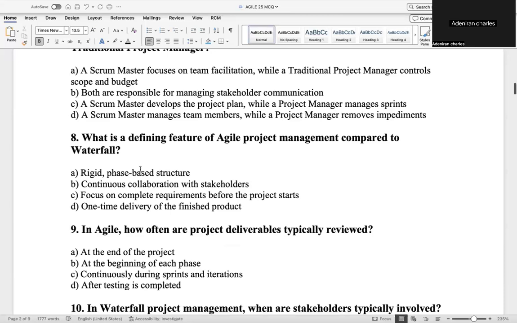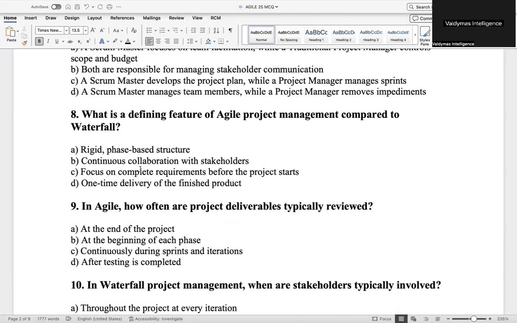You're welcome. Number 8. What is a defining feature of Agile project management compared to waterfall? A, rigid phase-based structure. B, continuous collaboration with stakeholders. C, focus on complete requirements before the project starts. D, one-time delivery of the finished product. B.